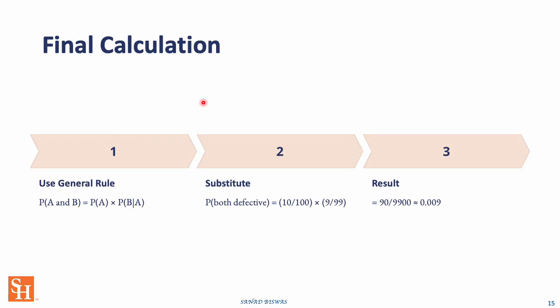So for dependent events, what was the multiplication rule? The rule was that the probability that A and B both will occur is the probability of A times the probability of B given A, right? So the probability of both defective is then 10 over 100 times 9 over 99. That gives us the final result, which is about 0.009. That means the probability that both of the cameras will be defective is 0.009.